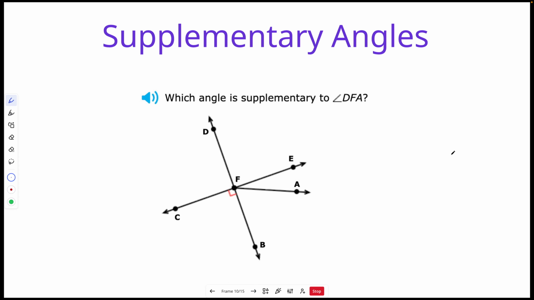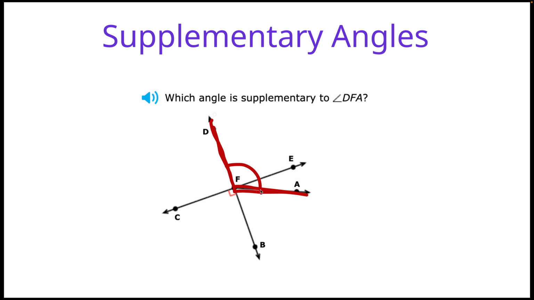All right, supplementary angles. Supplementary means that they add up to 180, or they form basically a straight line. So it says which angle is supplementary to DFA, and let's use our red again here. So DFA is this angle here. So the question is, which angle here, and let's say that it's going to be adjacent, right next to it, is going to make a flat line if we combine the two.